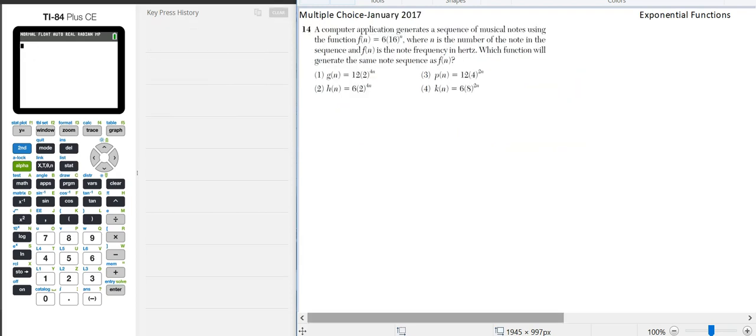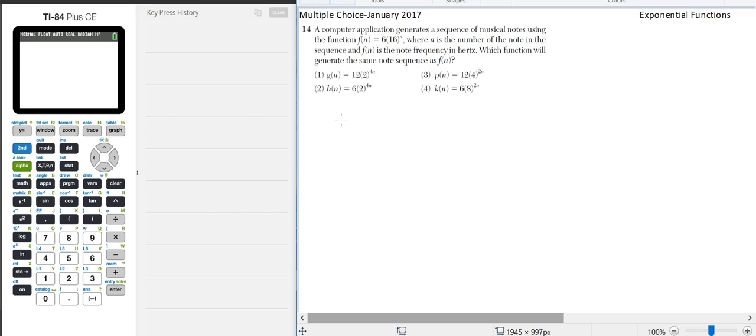This is question number 14 from the January 2017 Algebra 1 Regents. A computer application generates a sequence of musical notes using the function f of n is equal to 6 times 16 to the n, where n is the number of the note in the sequence and f of n is the note frequency in hertz. Which function will generate the same note sequence as f of n?